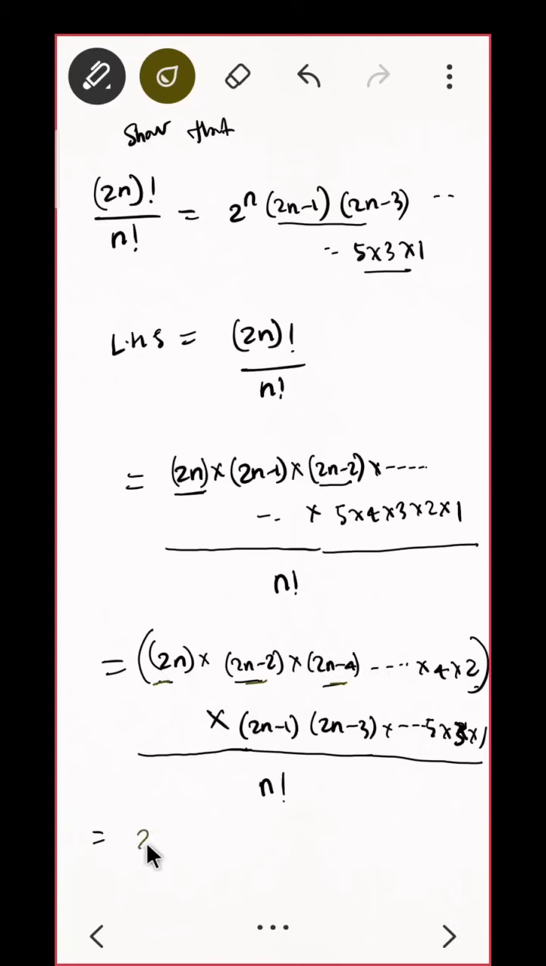So this will be 2 raised to n. And the rest will be n, n minus 1, n minus 2, that is n factorial actually. And the other thing as it is: 2n minus 1, 2n minus 3, and so on, that is 5 into 3 into 1, divided by n factorial. So you will cancel n factorial, you will get your right hand side. Is that okay?